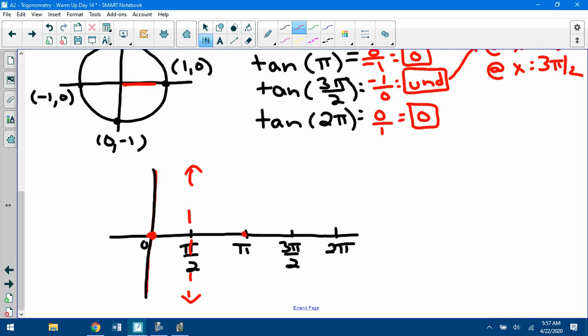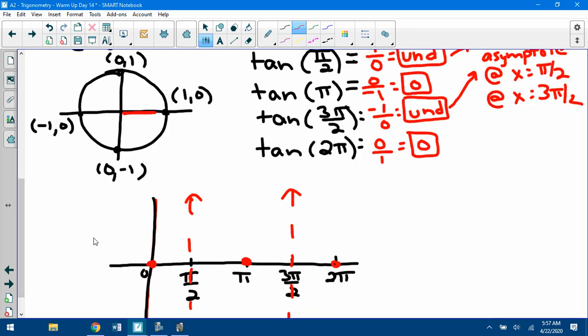Then at pi, we're back to 0. At 3 pi over 2, we have a vertical asymptote again. At 2 pi, we're back to 0. And what do you think would happen if I went to 5 pi over 2? That'd be an asymptote again. Basically, any odd multiples of pi over 2 are going to be asymptotes, positive or negative.